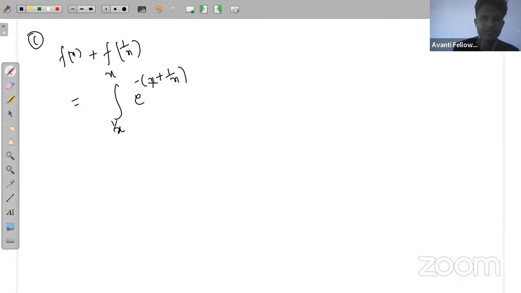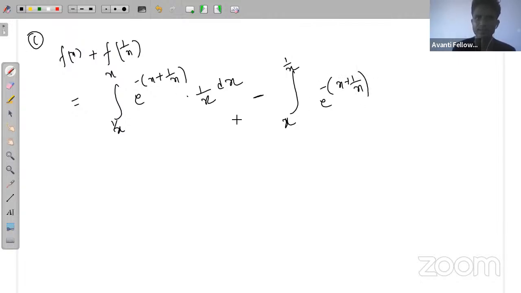I can write f of x like this also. Writing x also causes no problem. From 1/x to x, minus integration of what will it become? This will be x. And this will be, because f of 1/x, x is replaced by 1/x, this will be like this, e to the power minus x plus 1/x. The same, right? So x is here. See here, what I am doing, I am just rewriting this again. Not doing much, simply writing, right?